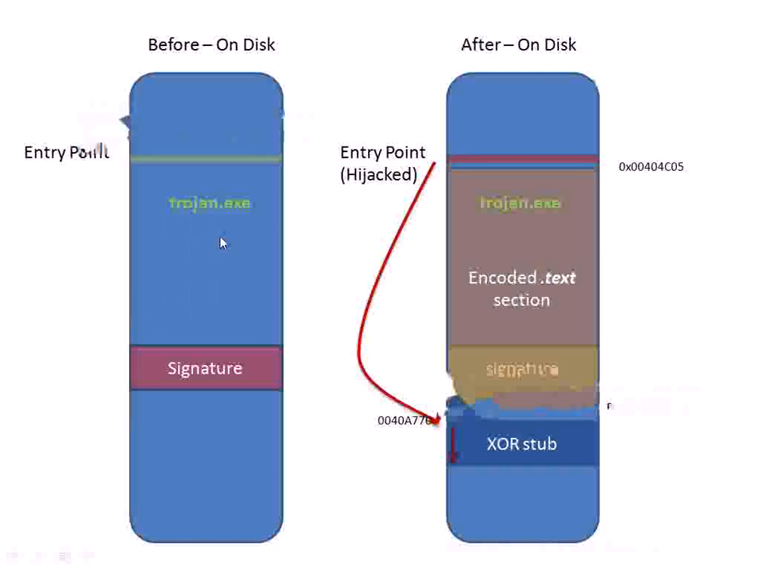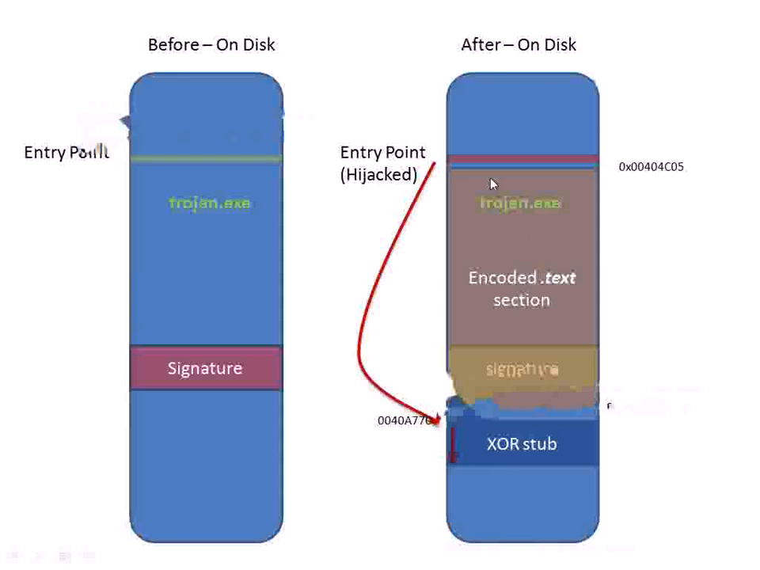The left diagram represents the detected malicious file as it is on disk. We assume that somewhere in this file there's a signature which the antivirus software detects and therefore marks this file as malicious. What we will attempt to do is to hijack the entry point of the file and, once again as we did in the previous demo, introduce some external code to it. Our code will be a XOR stub.